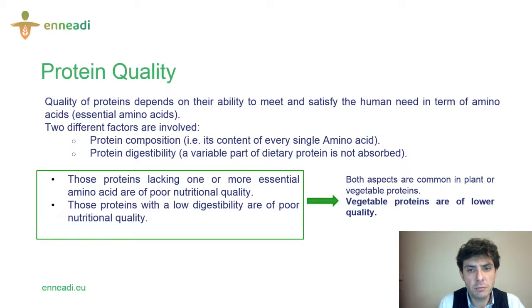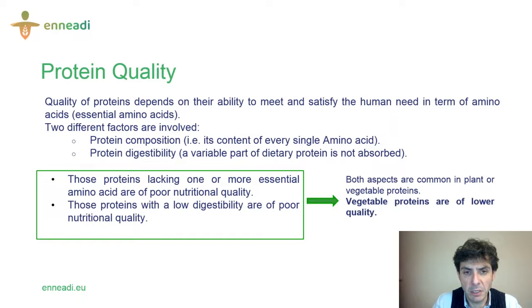How to choose protein sources? So, how to define protein quality? Well, the quality of proteins depends on their ability to meet and satisfy our needs in terms of amino acids, especially essential amino acids. 2 aspects are involved in the definition of protein quality. First, the composition. A protein that does not contain at all 1 or 2 essential amino acids will be, of course, a protein of low or poor quality.